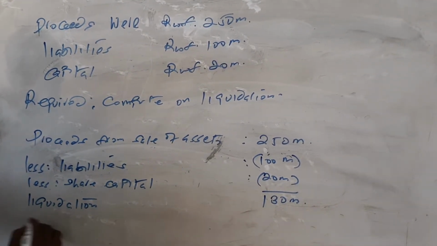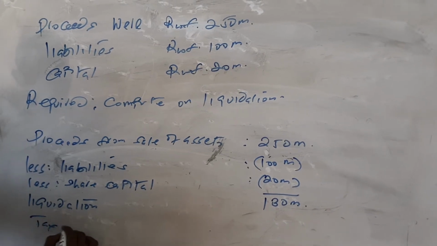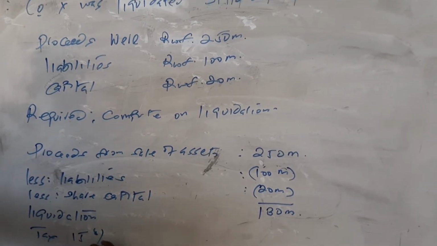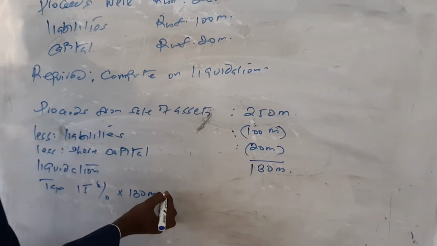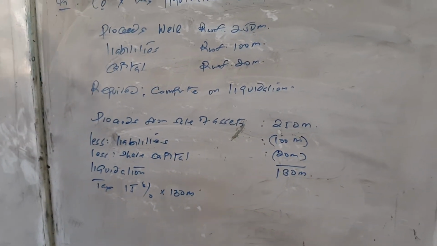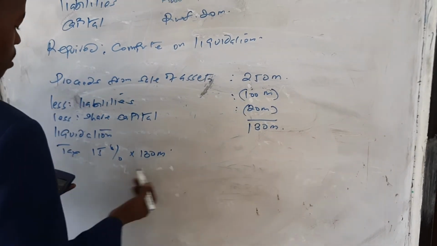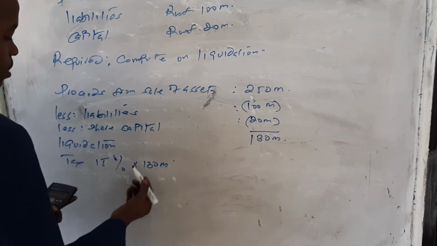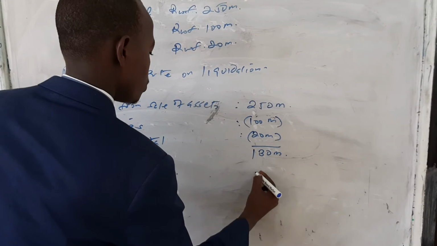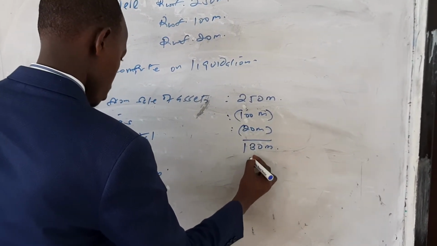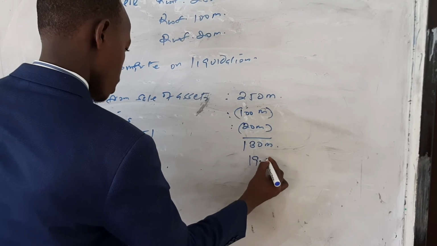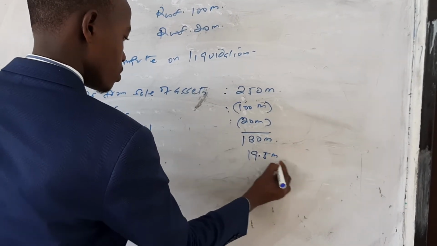Then you apply the tax of 15% times 130 million. Here the tax is 15% times 130 million, which gives me 19.5 million.